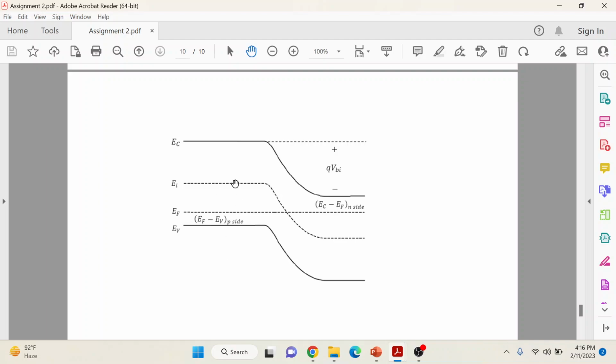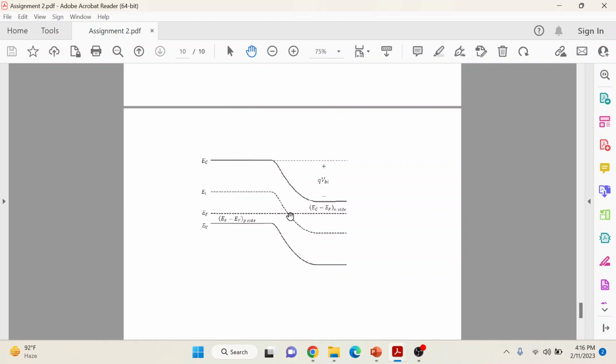Even though you're not providing any bias, there will be certain electrons which are present here. This is called the Fermi level, and the energy corresponding to this level is called the Fermi level energy. So we define the Fermi level as the highest energy level that an electron can occupy even at absolute zero temperature. You can find the electron here even when there is no external stimulus you are giving. Are you getting me?